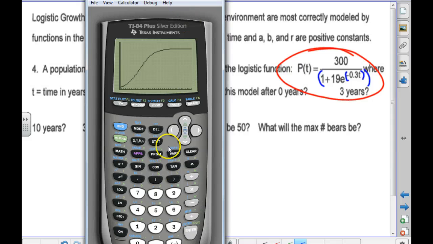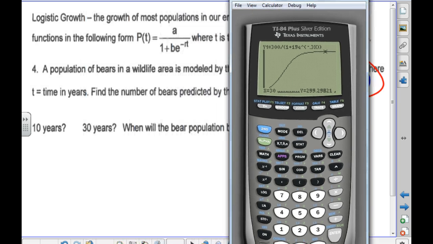So how will I find what's going on at 0 and at 10 and at 30? I could use the table. I'm kind of lazy. I'm just going to trace. If I go trace 0, I get 15 bears. At 10 years, I get about 154. Is someone else getting these numbers, or did I do something wrong? No. Okay. Then did it ask at 30 years? About 299 bears, pretty close to 300.